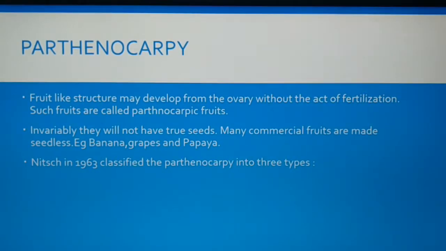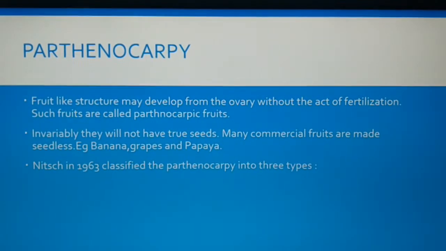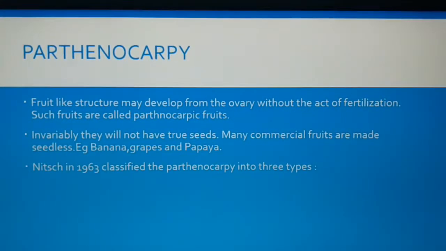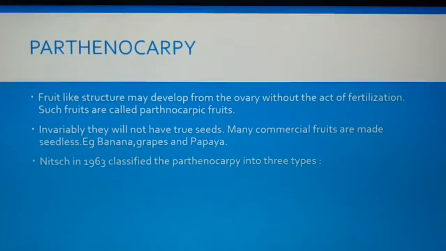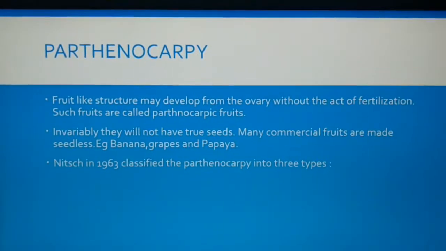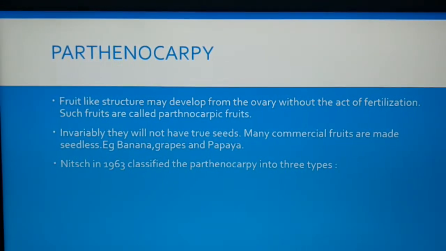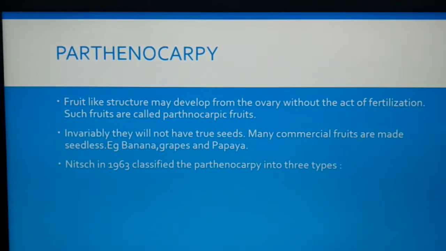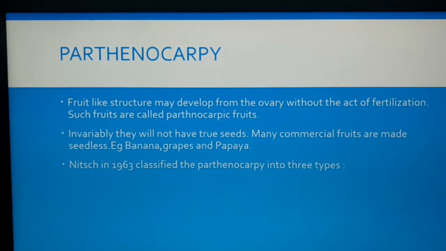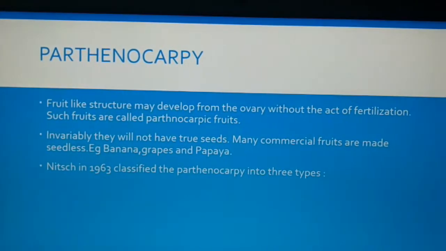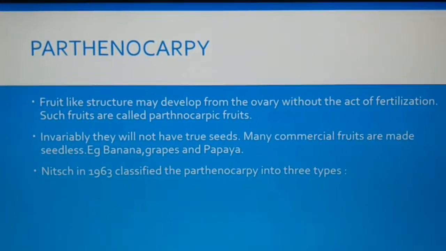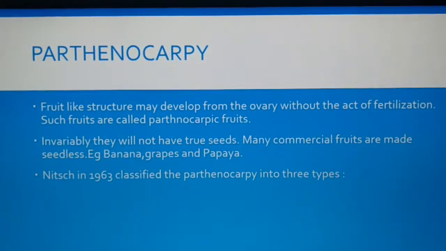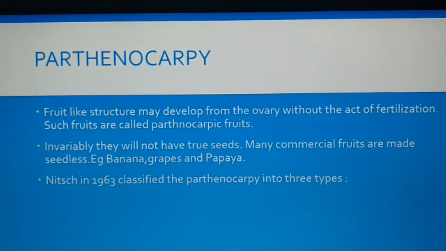Environmental parthenocarpy. Environmental conditions like fog, frost, low temperature and high temperature cause changes in the plants. These changes sometimes may induce the formation of seedless fruits. For example, low temperature for 3 to 19 hours induces parthenocarpy in pear. Such parthenocarpic fruits are called environmental parthenocarpy.